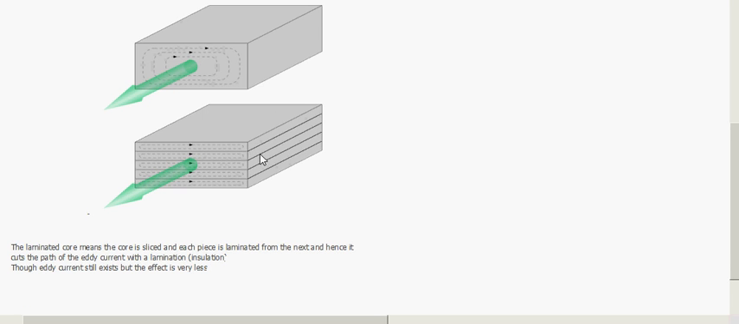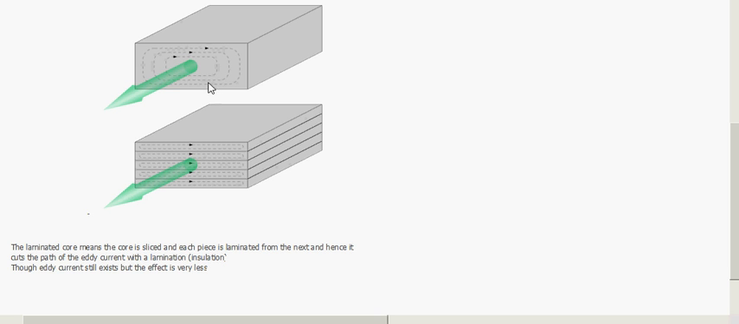Take thin sheets and put one sheet over the other. And also, now you insulate these sheets from one another. That is called laminating the core. So on the whole, taking a laminated core means thin metallic sheets insulated from each other. Generally they use varnish for insulation. Now a laminated core means the core is sliced and each piece is insulated from the next, and hence it cuts the path of the eddy current with the lamination or insulation.